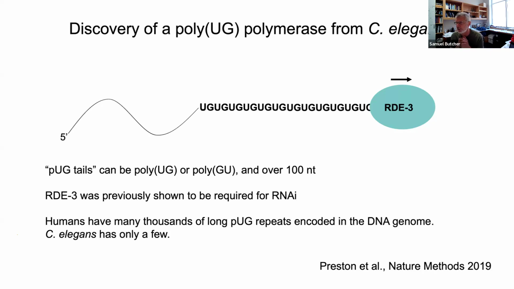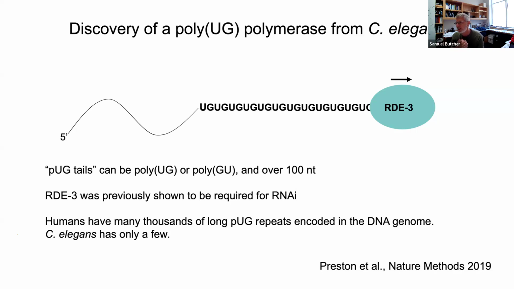Moreover, that polymerase had been studied for a while, and nobody knew it was a poly-A polymerase. So Marv's lab proved this by tethering the enzyme to an RNA and watching it make these poly-UG tails, which could be either poly-UG or poly-GU, meaning the enzyme initiates equally well from a U or a G, and the tails could be 100 nucleotides long or more.